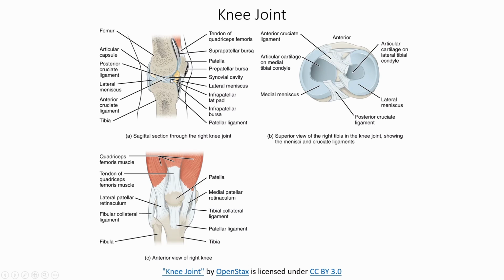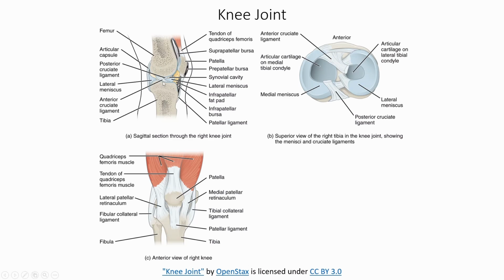Here's our synovial cavity. We have our patellar ligament, which is stretching down from the kneecap to the tibia. And then the tendon of the quadriceps femoris is what's going to link to the kneecap. We have the medial meniscus here. And then on the back side, we see the articular capsule, which is going to come across back here, the posterior cruciate ligament, or the PCL, the lateral meniscus, and the anterior cruciate ligament, aka the ACL.